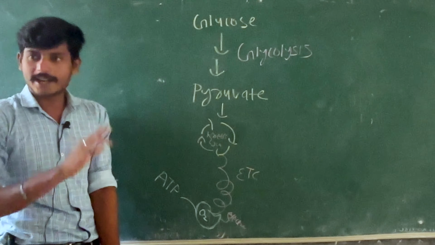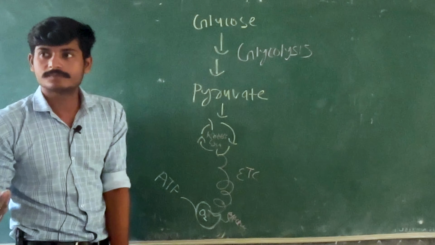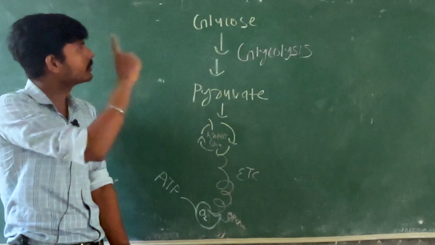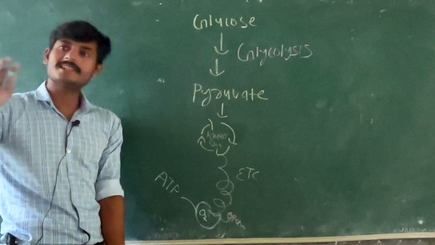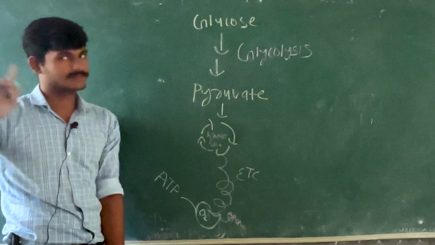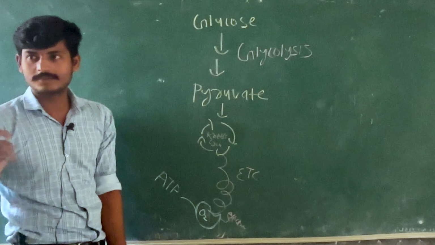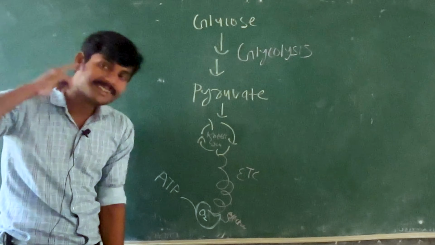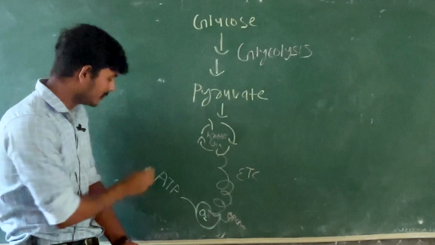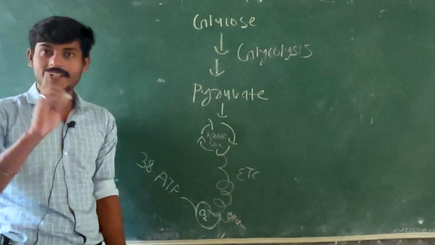So approximately, in aerobic respiration, from 1 molecule of glucose, how much ATP is produced? 8? 6 or 2? No. 18? No. 36? Yeah, you are somewhere correct. Very good. It's 38. So 38 ATP is produced.